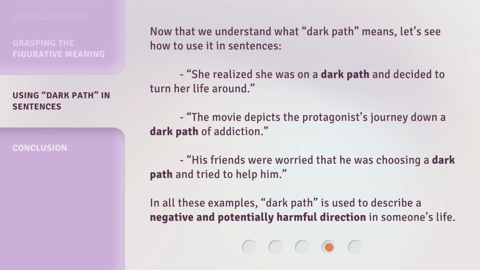Now that we understand what dark path means, let's see how to use it in sentences. She realized she was on a dark path and decided to turn her life around. The movie depicts the protagonist's journey down a dark path of addiction. His friends were worried that he was choosing a dark path and tried to help him. In all these examples, dark path is used to describe a negative and potentially harmful direction in someone's life.